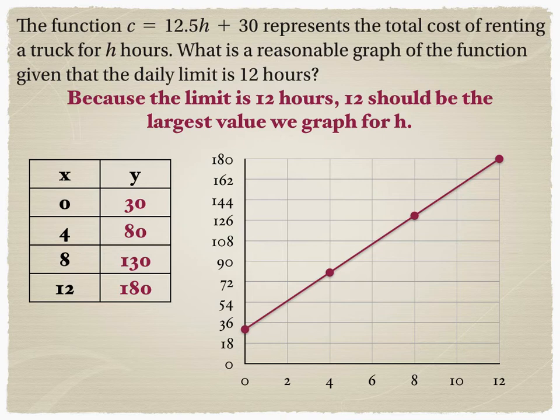For the vertical axis, or the y-axis, I've included 0 to 180. That's the largest value on my table, the largest value that you could owe for one day. This should be labeled the total cost. And then notice that I've counted on both axes by different increments.